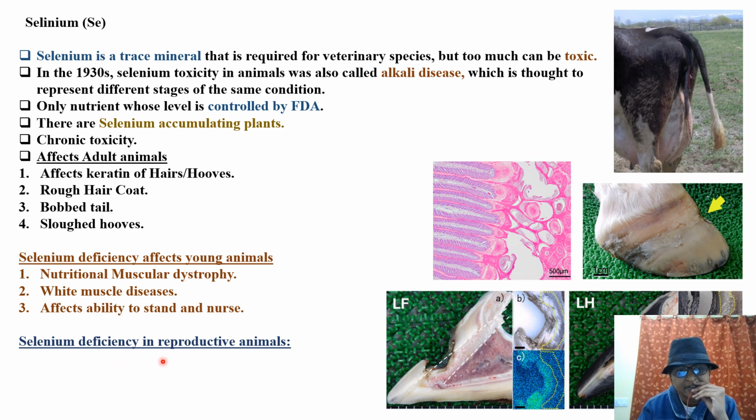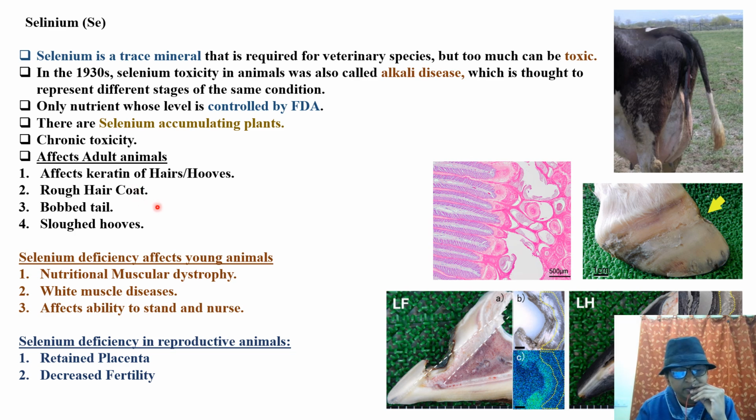Selenium deficiency in reproduction: we'll see how selenium deficiency affects reproductive animals. Retained placenta and decreased fertility, these two are there. These are deficiency effects. Earlier we discussed selenium excess and its toxicity.